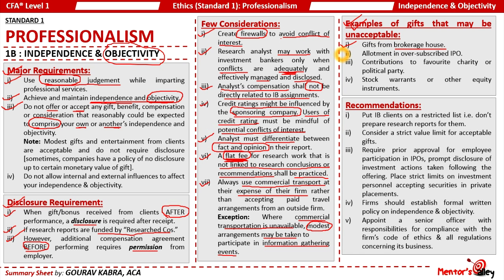The second point says that if you are in any sort of contract where you will get some allotment in an oversubscribed IPO, then you are violating the standard, because an oversubscribed IPO is an IPO where investors find it difficult to get their shares allotted. And if you get that allotment, definitely you are facing some sort of conflict of interest.